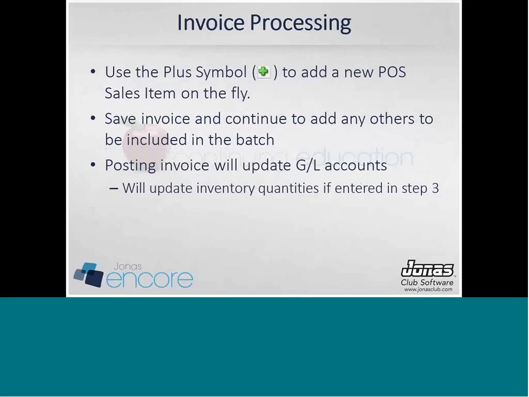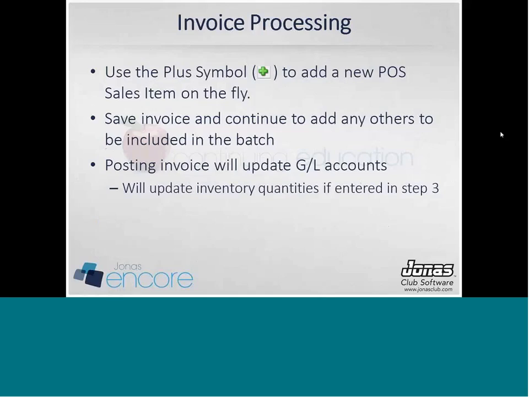There is a new feature in the most recent version where you can add a new POS sales item on the fly. So if you are using the invoice processing with sales item feature, you can add a new sales item. So if you get a receipt from TaylorMade and it's a new product that you don't have yet in the system, you can create that sales item on the fly. Once you've proceeded with entering your invoice, save the invoice, continue to add any others to be included in the batch as we saw, and then you can post the invoice to update your GL accounts.